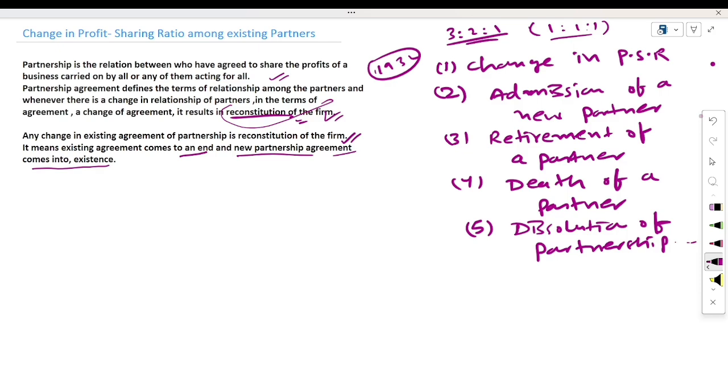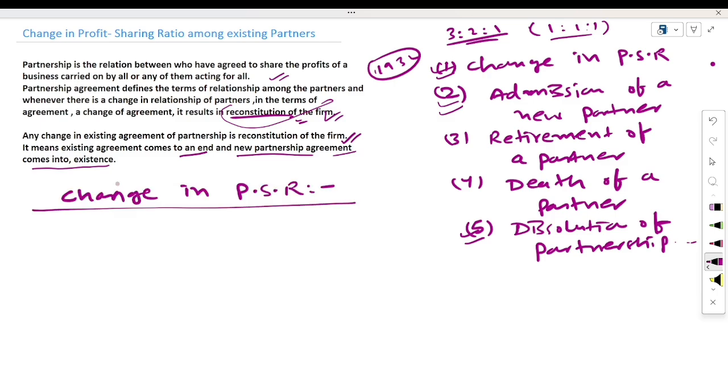In first, they may change their profit sharing ratio. Second, it may be admission of a new partner. Third, it may be retirement of a partner. Fourth, it may be death of any partner. And fifth, dissolution of partnership firm. So in this chapter, we will only understand a change in profit sharing ratio. Okay, come to the topic, which is change in profit sharing ratio.